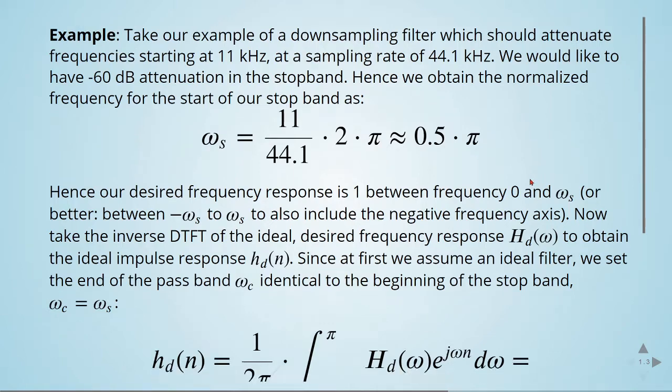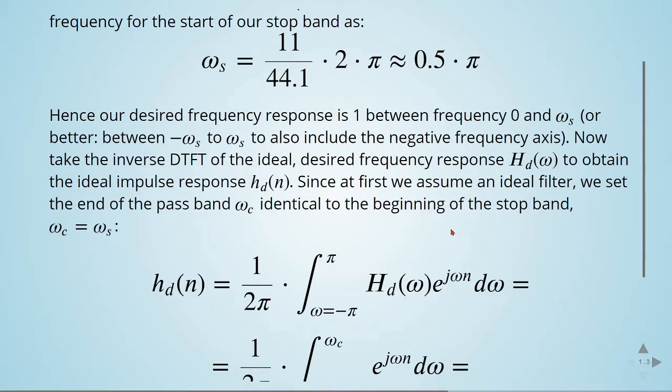Hence, our desired frequency response is 1 between frequency 0 and omega s, or better, between minus omega s and plus omega s, to also include the negative frequency axis. Now, we take the inverse DTFT of the ideal desired frequency response, H desired of omega, to obtain the ideal impulse response, h desired of n.